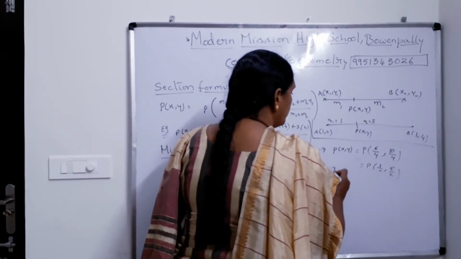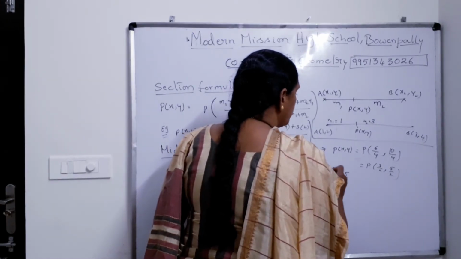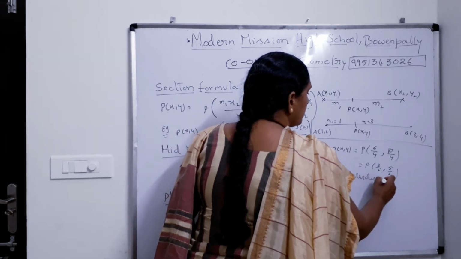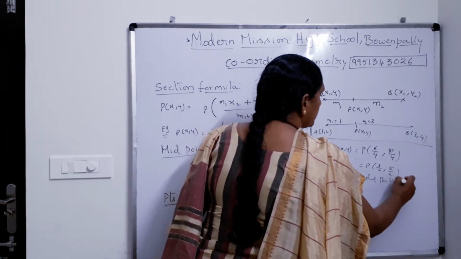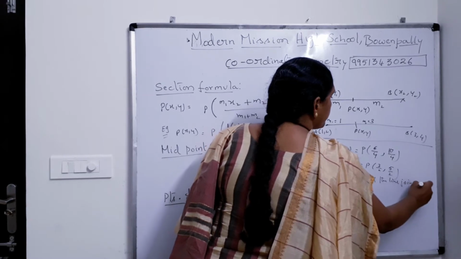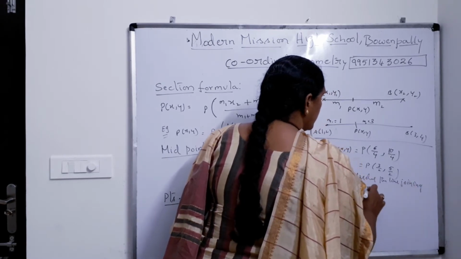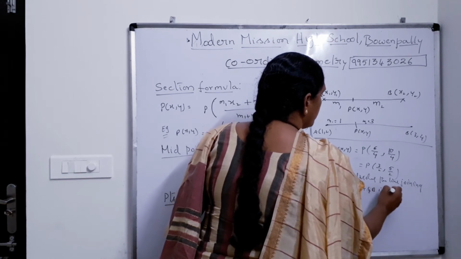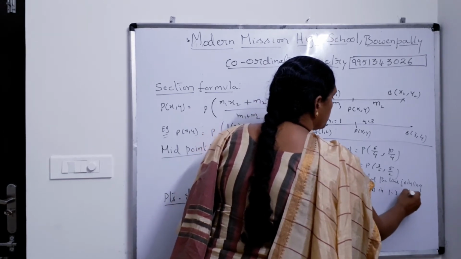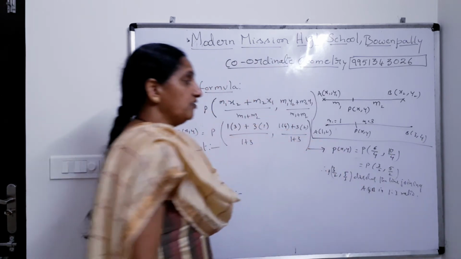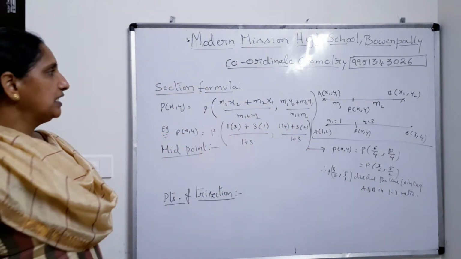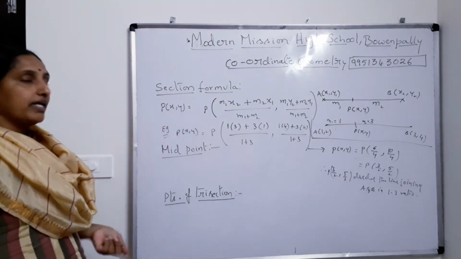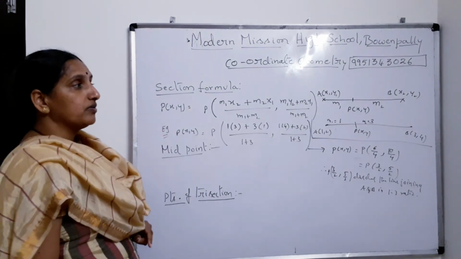Therefore, P of 3 by 2 comma 5 by 2 divides the line joining A and B in 1:3 ratio. This is how you have to conclude. Clear? This is about the section formula. This formula can be used as a special case to find the midpoint.